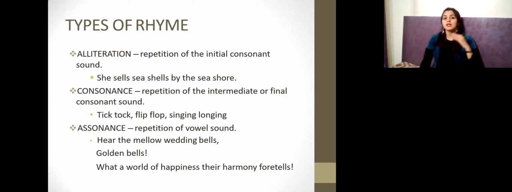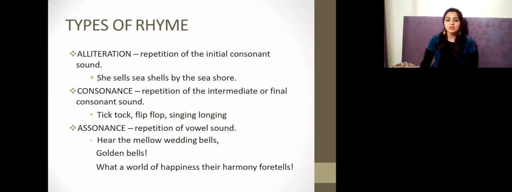The fourth type: now we will go to the types of rhymes over here. The first one is alliteration. What do you mean by alliteration? Repetition of the initial consonant sound. She sells seashells by the seashore. Now you can see in the whole sentence there is S S S S in the beginning. So whenever one letter is repeated at the beginning of the words in a whole sentence, it is known as alliteration. That is also put into poetry to give a musical effect.